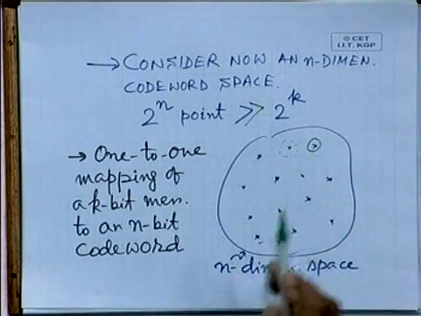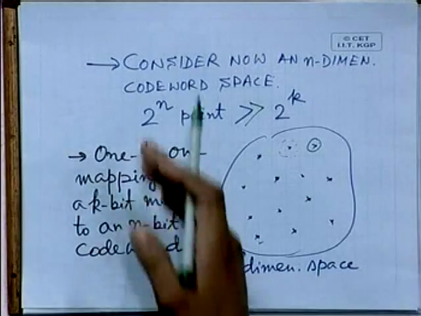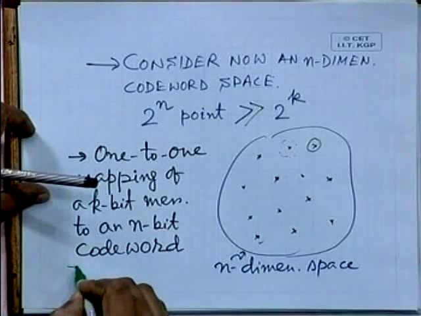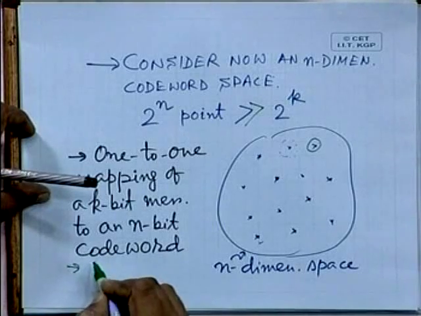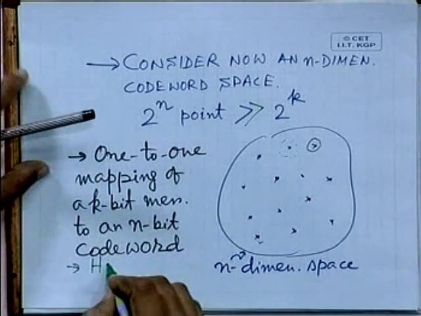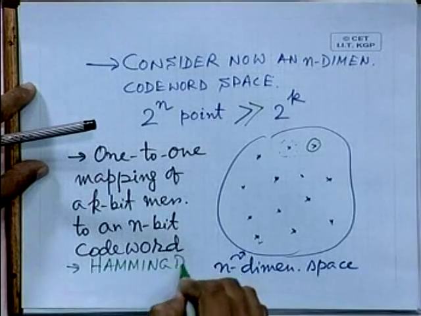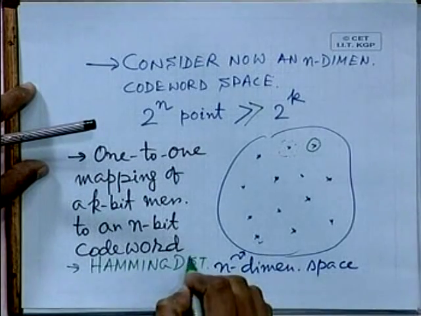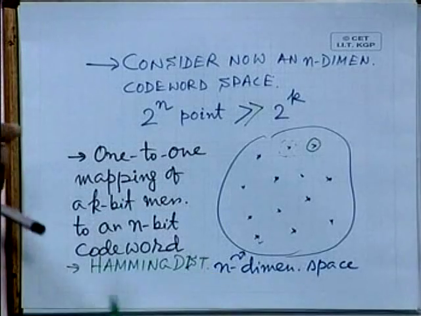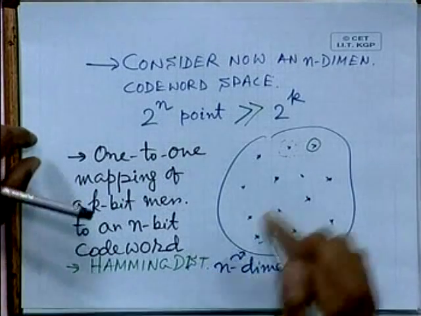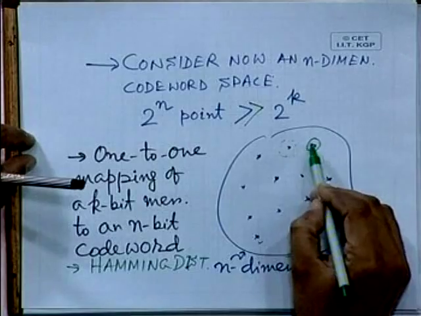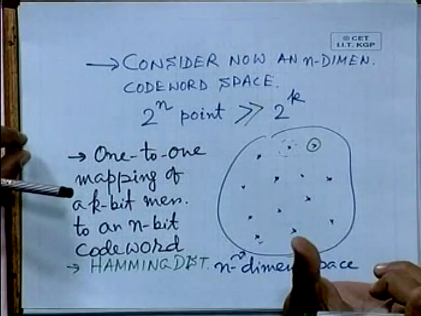One very popular measure of distance, especially for these binary codes, is also named very rightly after Hamming, known as Hamming distance. This is nothing but, see, each of these points is a group of n bits.